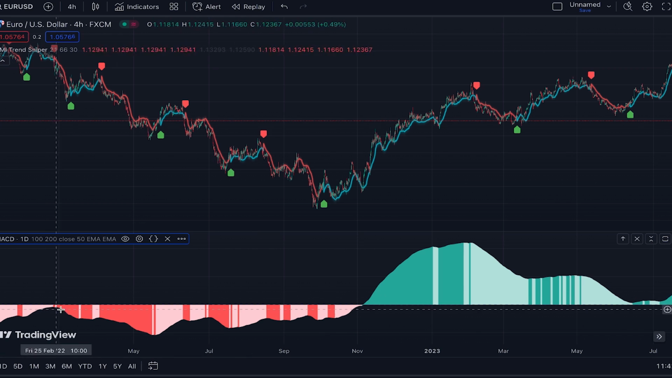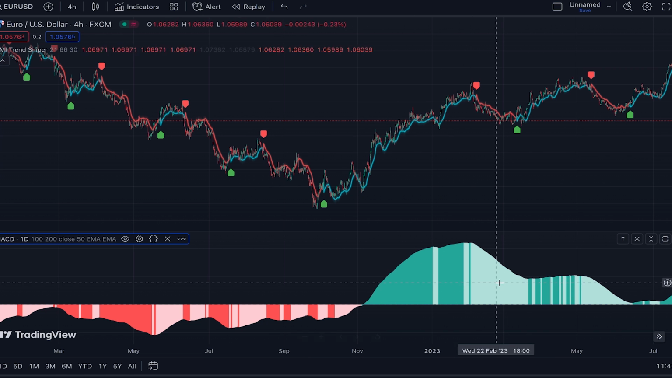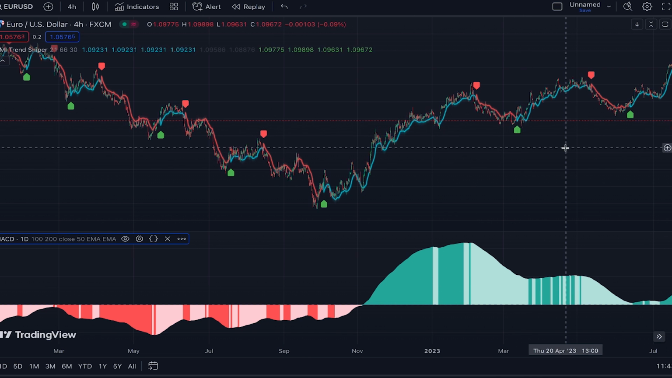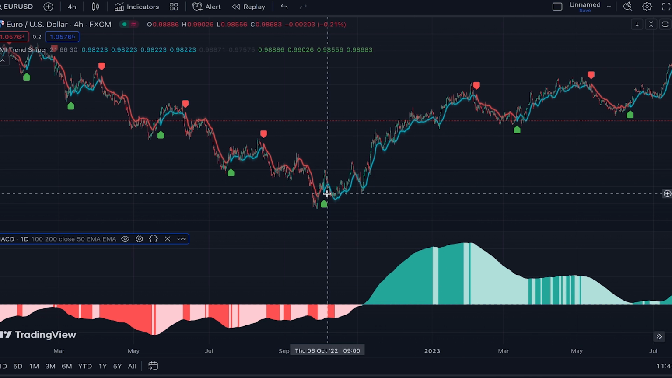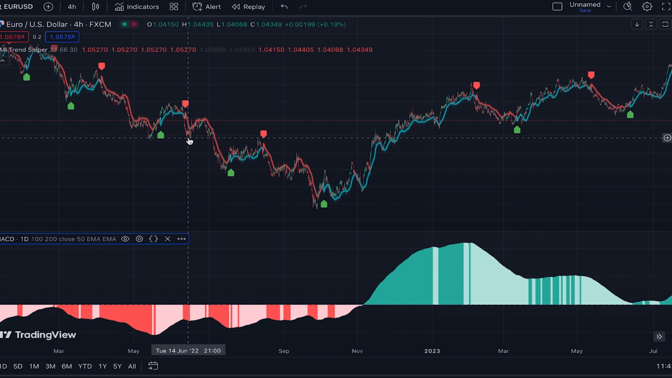For example, here the overall trend is down, so entering short positions like these will be low risk trade entries, or here the overall trend is up, so entering long position is the case. Please pay attention that, for example, when the overall trend is down, the probability of having the market going down is much higher than the probability of having the market going up.